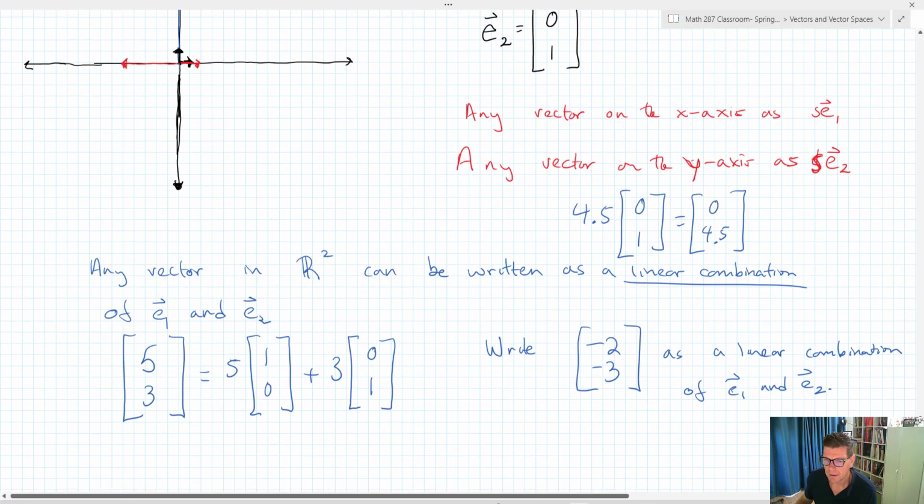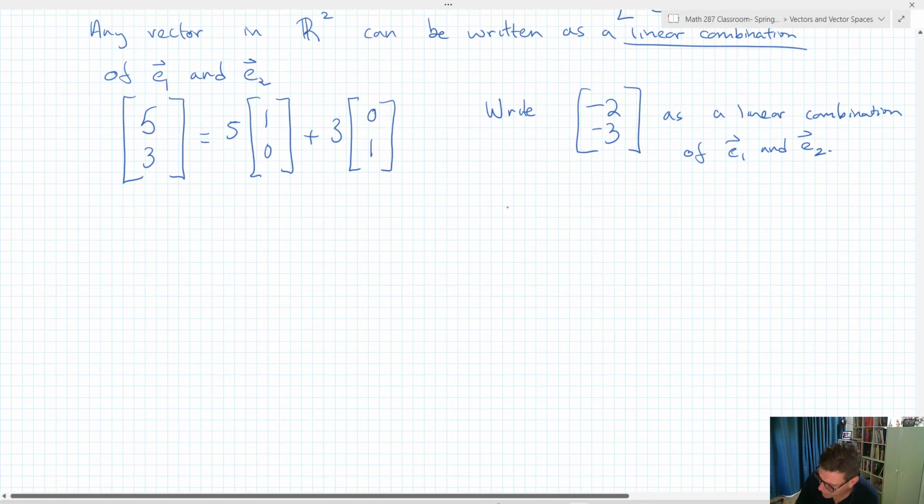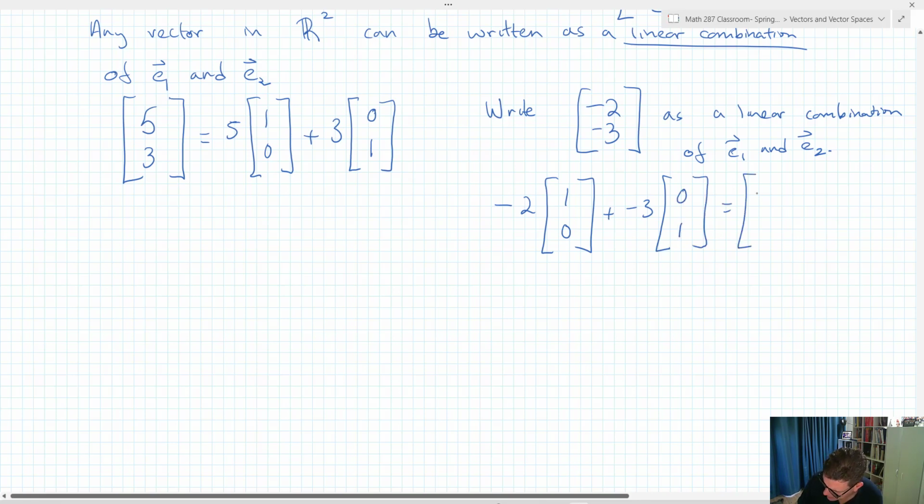All right. So it should be negative 2 times 1, 0 plus negative 3 times 0, 1. And you can see that that's equal to negative 2, negative 3.